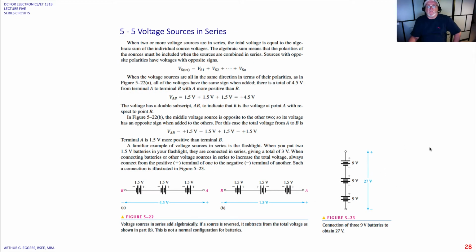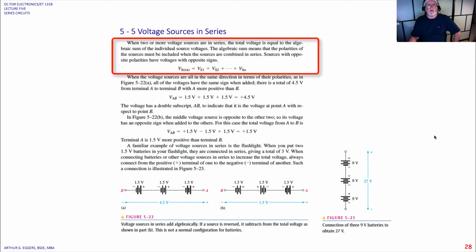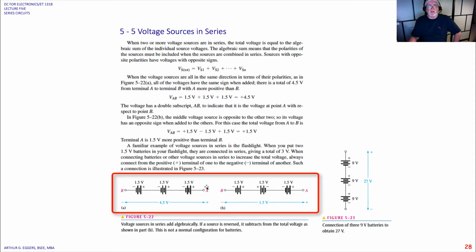So if we look at the sources first, since all the voltage comes from a source, it makes sense that we look at sources first. When two or more voltage sources are in series, the total voltage is equal to the algebraic sum of the individual source voltages. So if we look down here at the bottom at the diagrams, 1.5 volts, 1.5 volts, 1.5 volts, the algebraic sum of those is 4.5 volts.